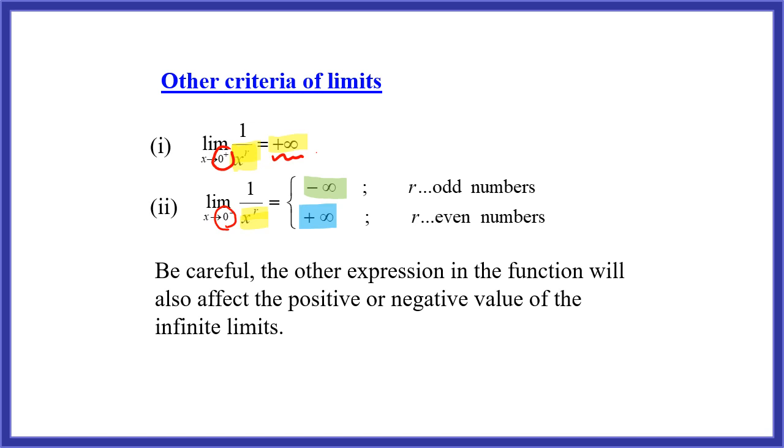So if r is an odd number, then we have negative infinity. As usual, a negative number to the power of an odd number will give you a negative number itself. But if it's a negative number to the power of an even number, we will have a positive value because the negative sign will be cancelled out. So be careful, the other expressions in the function will also affect the positive or negative value of the infinite limits.